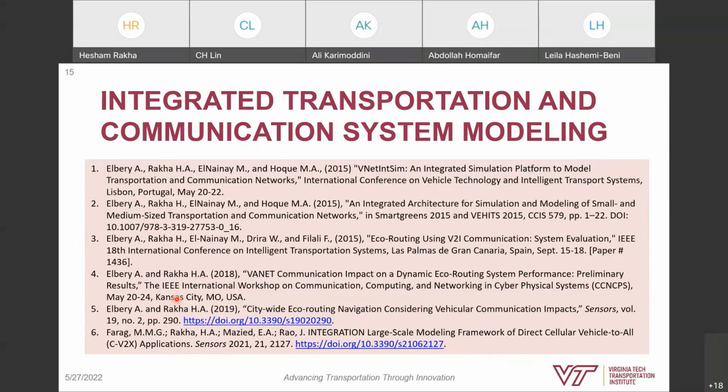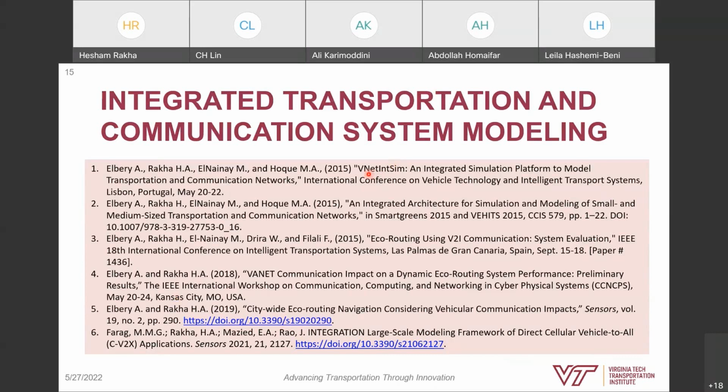Now, there have been attempts to try and combine these. For example, work has been done to develop VEINS, which is, I believe, OMNeT++ with SUMO. They integrated them together. So we started that same kind of approach in 2015, when we developed VNetSim, which is our integration software with OMNeT++.